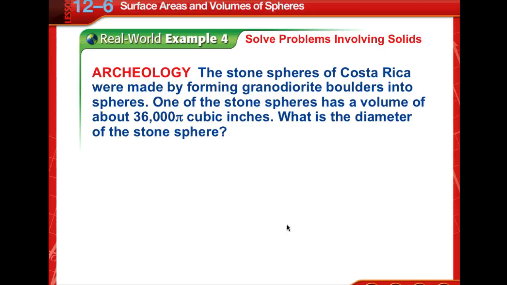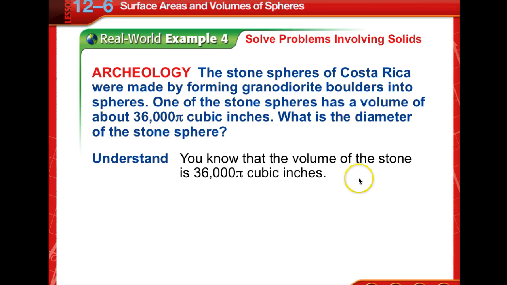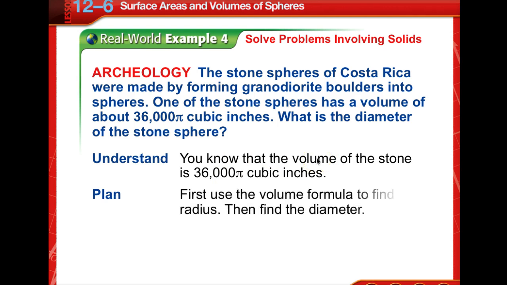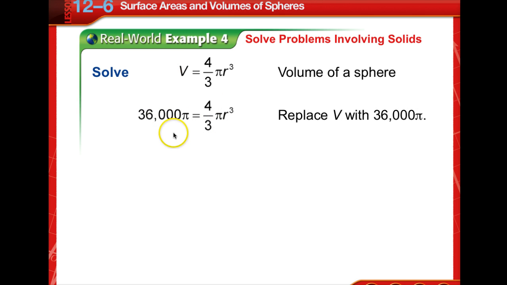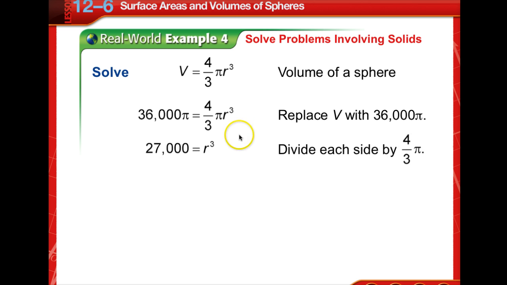Okay, real world example 4. The stone spheres of Costa Rica were made by forming granodiorite boulders into spheres. One of the stone spheres has a volume of about 36,000 pi cubic inches. What is the diameter of the stone sphere? Well, you know what the volume is, and you know the formula for volume. So we can set the given volume equal to the formula for volume. Divide both sides by 4/3 pi.